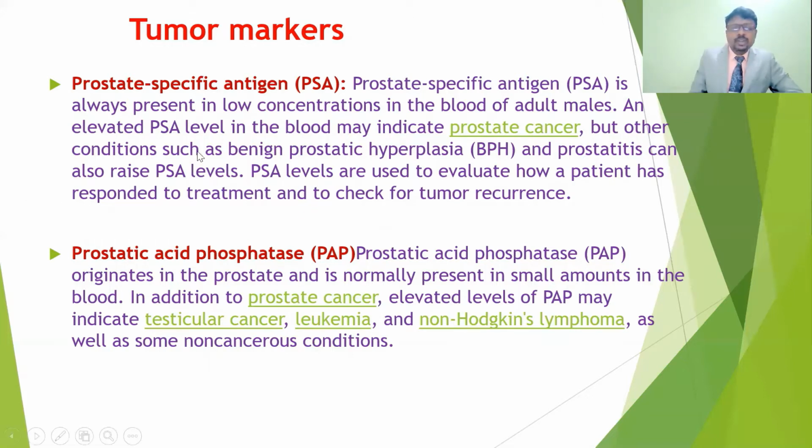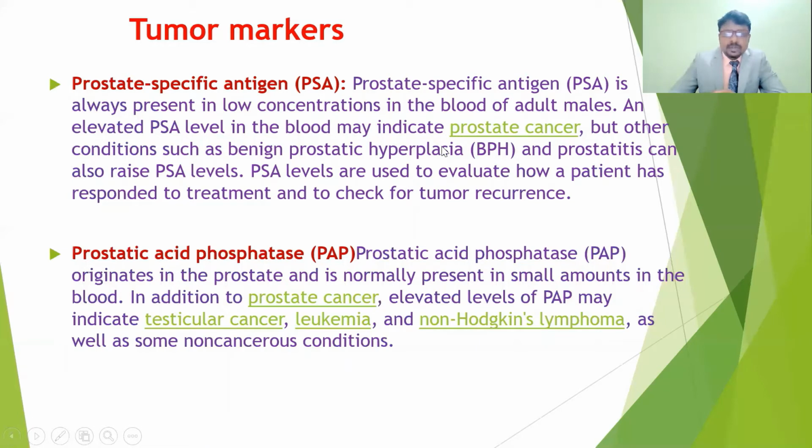Prostate specific antigen is always present in low concentration in the blood of an adult male, and this is normal. But if it is elevated, it indicates prostate cancer. So those who have a high level of prostate specific antigen, it indicates prostate cancer, or maybe the condition of benign prostatic hyperplasia. It is most commonly seen in those who have cancers.